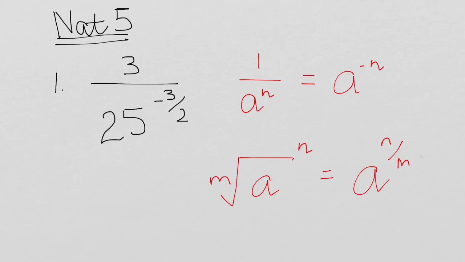So using those two rules, you can turn this into 3 times 25 to the power of something, and you can then change this into this form here. So you're going to have it in this form and you're going to change it into this. You'd then be able to simplify, and that will be your final answer.